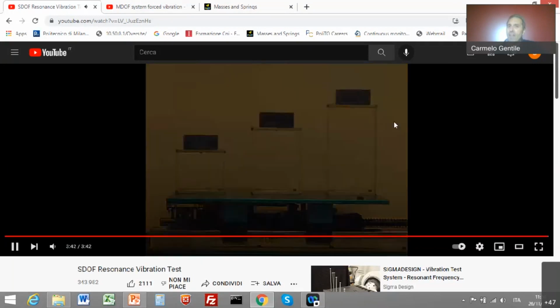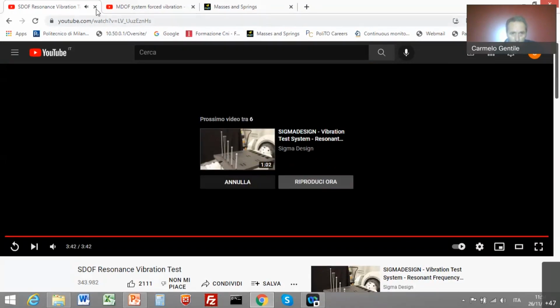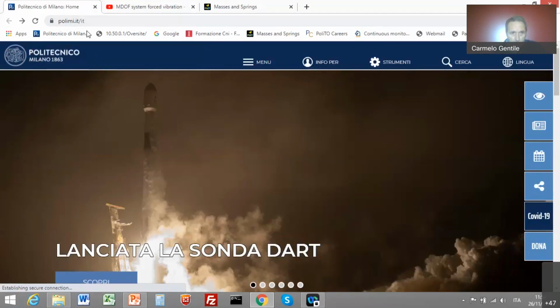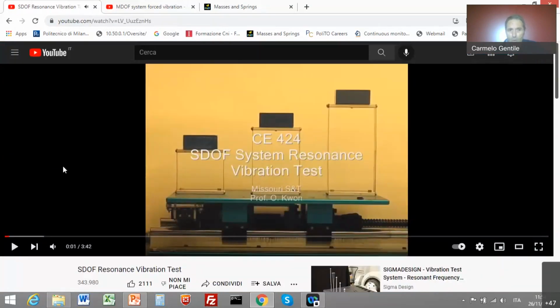And so this very simple experiment, sorry, I would like to go back. This simple experiment shows us something similar to what happens to three different buildings which are placed in the same site during an earthquake.